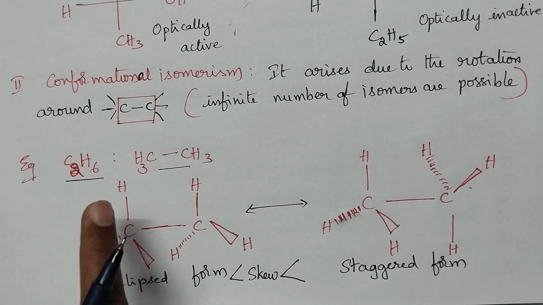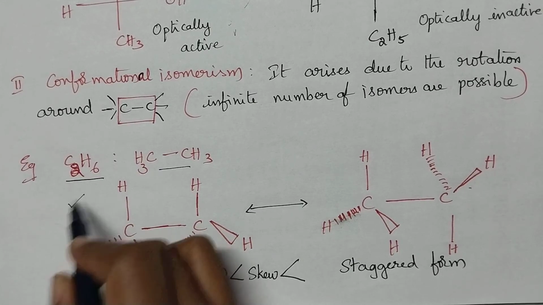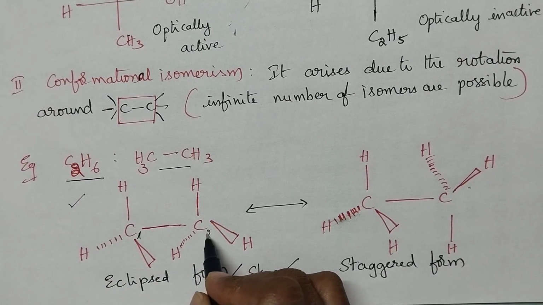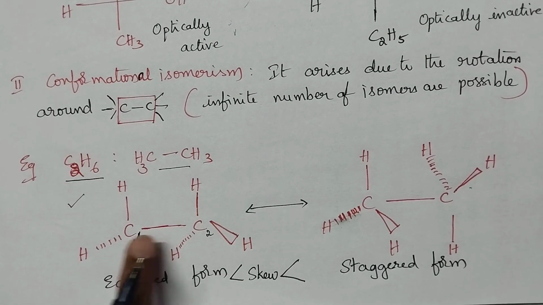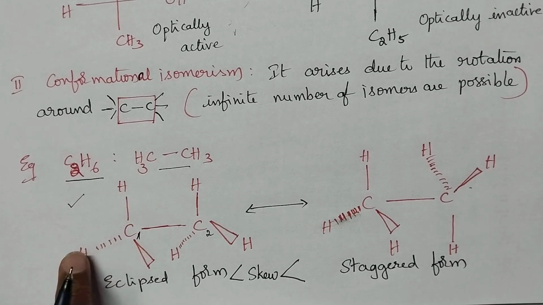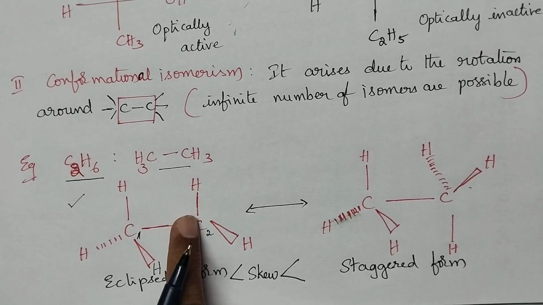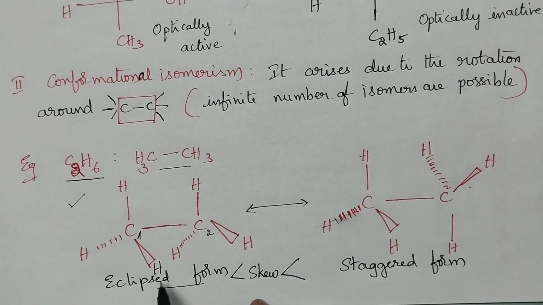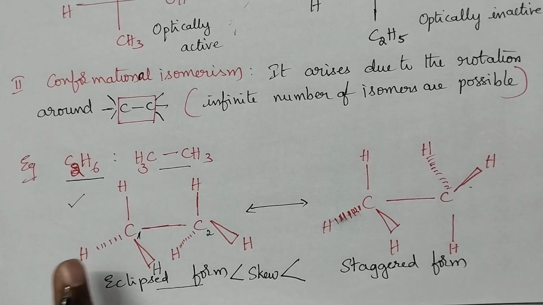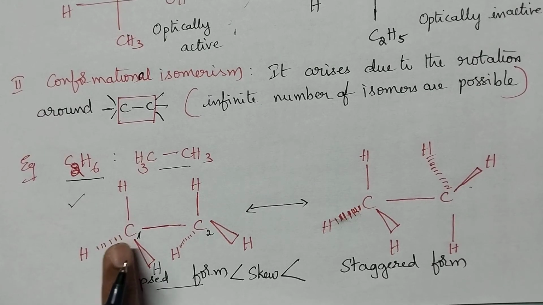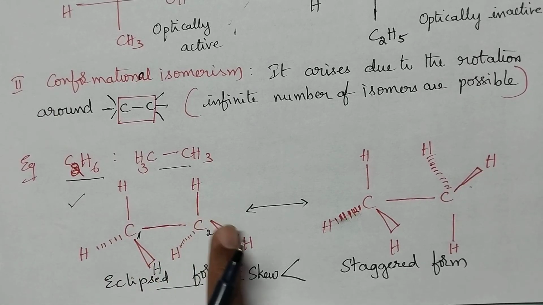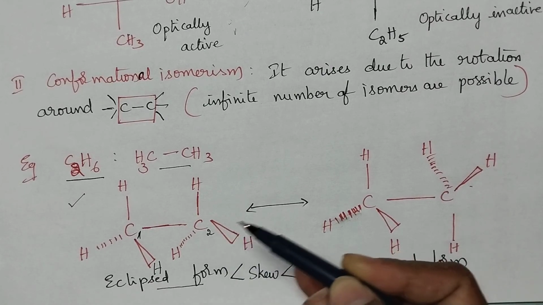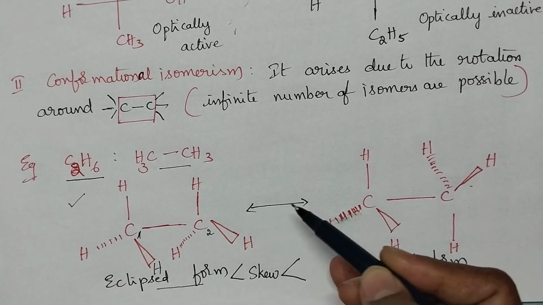To discuss conformational isomerism in detail, we have to write the spatial arrangement of ethane. This is the front carbon atom and this is the back carbon atom. If you carefully observe this isomer, the hydrogen atoms on the front carbon atom are exactly superimposed on those of the back carbon atom, and hence it is called the eclipsed form. By slowly rotating the second carbon atom, an infinite number of isomers are possible.